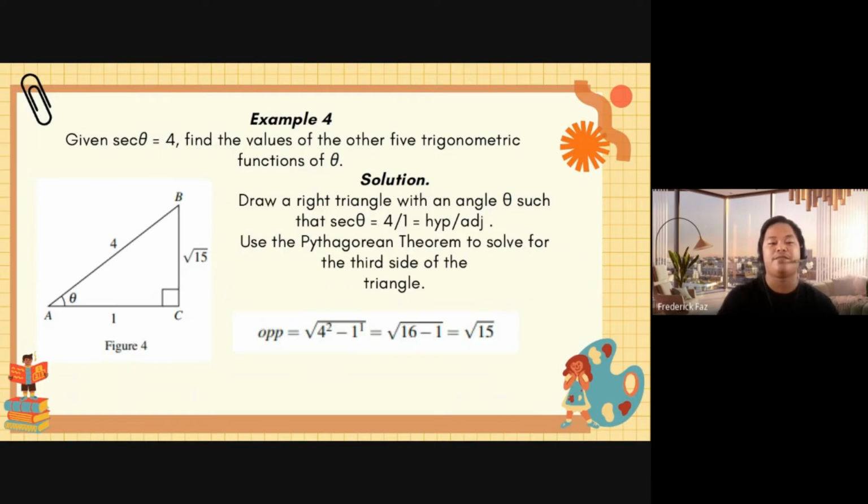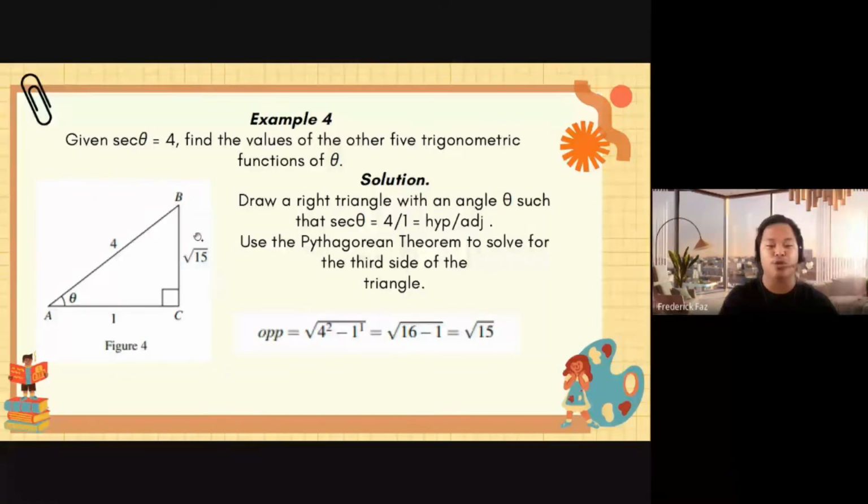For the next example, we are going to determine the other 5 trigonometric functions given the value of secant theta, which is equal to 4. So ito po yung illustration niya. So if we're going to illustrate the given, we have secant theta is equal to 4 over 1. This means that the value of the hypotenuse is 4 and the adjacent is 1 since 4 over 1 is equal to 4.